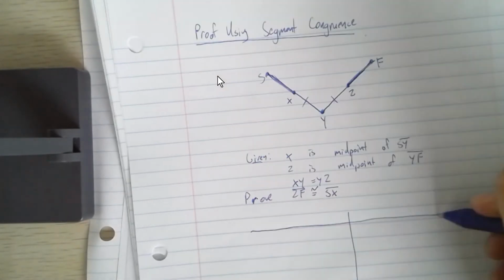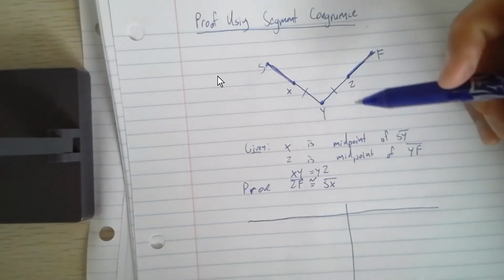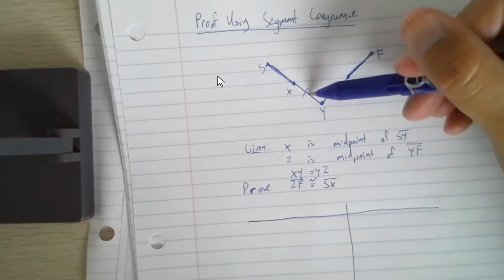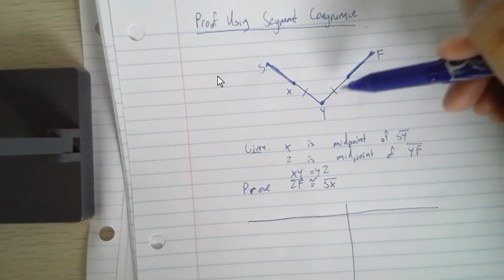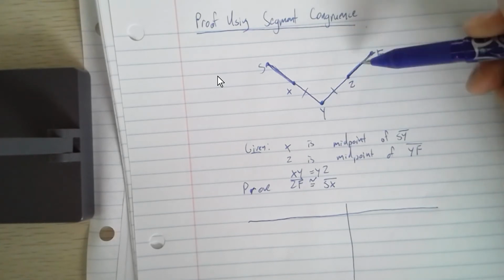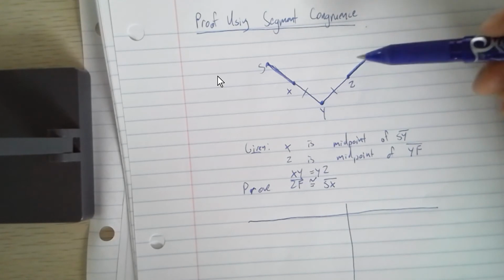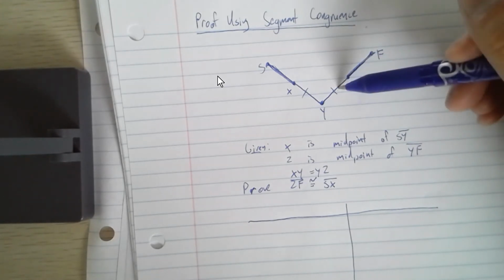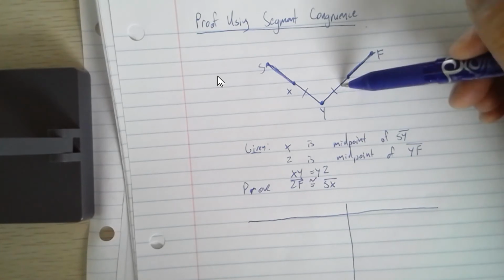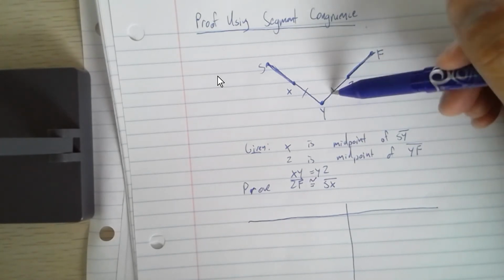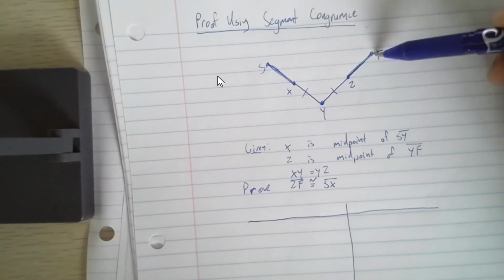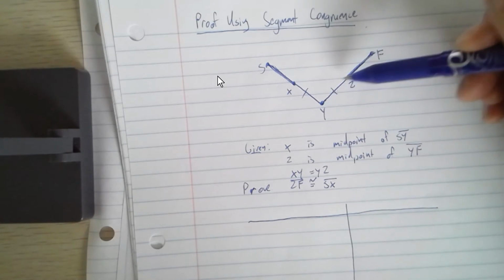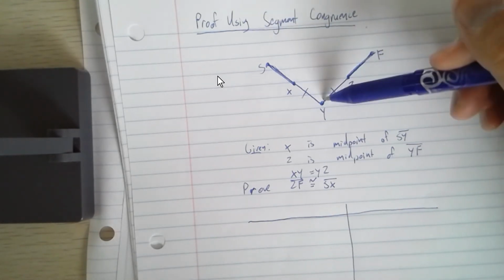Already in my head, let's think of a few things. The midpoint theorem would say that this and this are equal. The midpoint of this one would say this and this are equal. Okay, ZF and YZ are equal, because that's the midpoint. We also know that YZ is equal to XY, which means ZF is also equal to XY. And because of that, we also know that SX is equal to XY. So guess what? This and this should be equal.